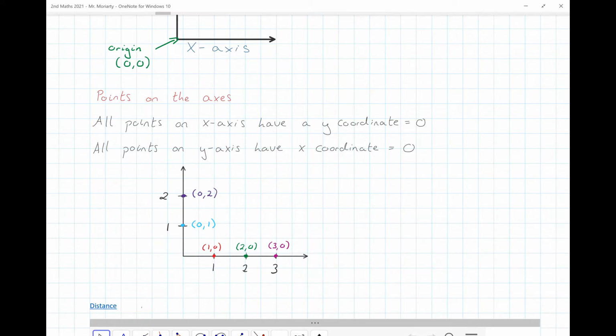So the red, green and purple dots along the x-axis here have the coordinates 1, 0, 2, 0, 3, 0, because their y-coordinate is 0 along the x-axis. And similarly, all points on the y-axis have an x-coordinate equal to 0. So the light blue and the dark purple have coordinates 0, 1 and 0, 2, because they're 0 on the x-axis and then up 1 and up 2.